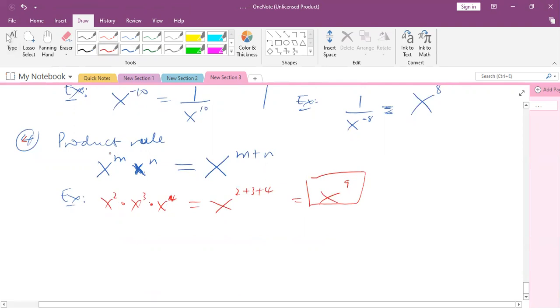Okay. So let's add one more rule here. I have 2 more rules. The other one is the zero exponent rule.